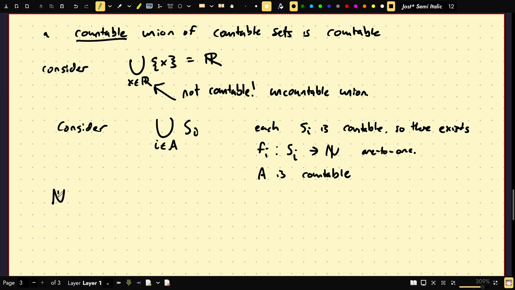So first I'm going to map the naturals to the Cartesian product of the naturals, and you can do this by the diagonal argument we did for the rational numbers. Then I'm going to map this to A times N, because A is countable. This is true, right? Let's call this G. So G is clearly 1 to 1. We have a countable set to a countable set.